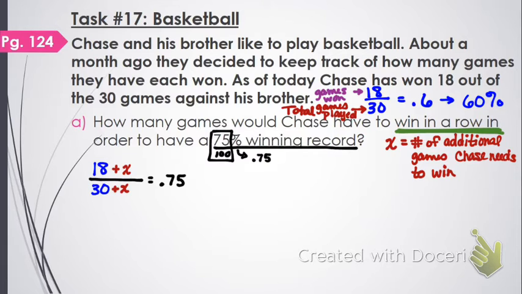So now that I have my equation set up, what's my goal in this problem? What question do I want to answer? What is X? How many additional games does he need to win in a row in order to get up to 75%? And that's what my X is representing. Where is X in this equation right now? Where is X?